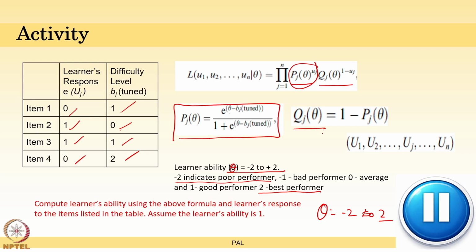Compute the Q_j. Then go over all four topics and find the product of all these things. Then go with theta equal to minus 1 and repeat the problem, then theta equal to 0, theta equal to 1 and theta equal to 2. Then find out which particular theta has the maximum likelihood probability, where the highest probability is coming. That is what I want you to compute. So if you understood this mathematical problem, pause this video and try to solve this.